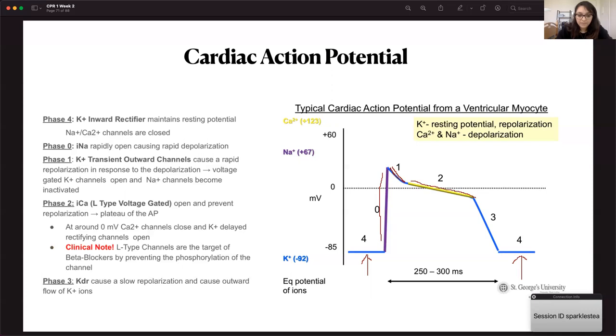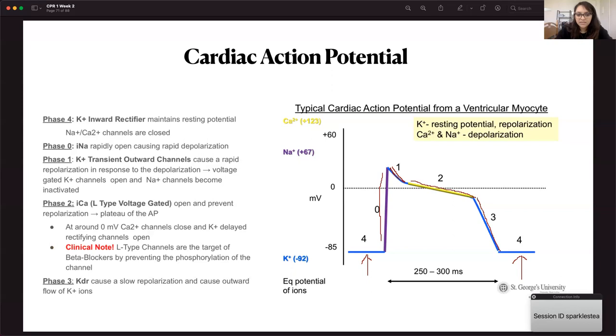So once it gets to around zero over here, the calcium channels are going to start to close and the potassium delayed rectifier channels are going to open now. And with those potassium delayed rectifying channels, you're going to get the rest of that steep repolarization phase that you expected. And so then you end up back at four. That's literally all there is to it. Just know which channels are opening at which phase and why you're getting this trend that you're seeing.